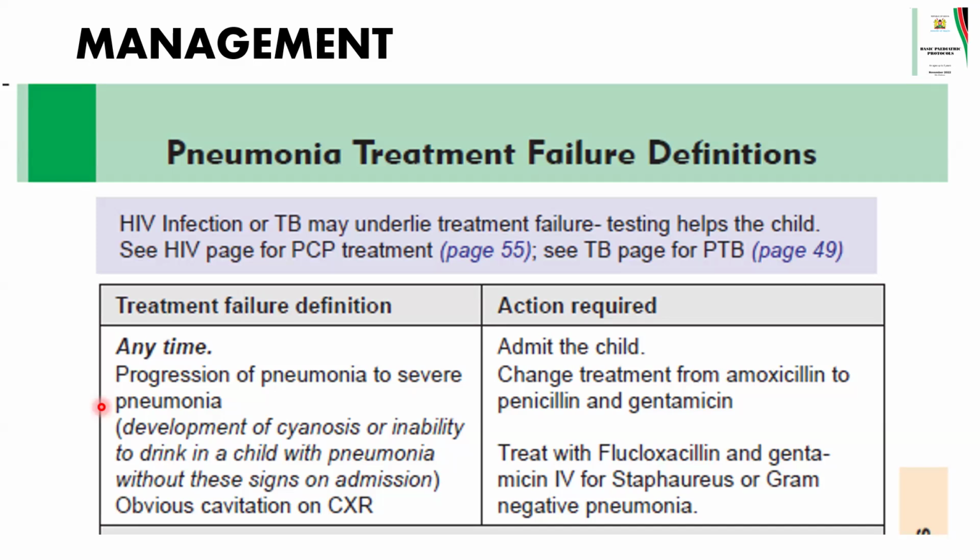And then you treat with flucloxacillin and gentamicin intravenously for Staph aureus or gram-negative pneumonia. And that, as we mentioned prior, is particularly in hospital-acquired pneumonia. That's why we have Staph aureus and gram-negative organisms playing a part. And in that case, you treat with flucloxacillin.